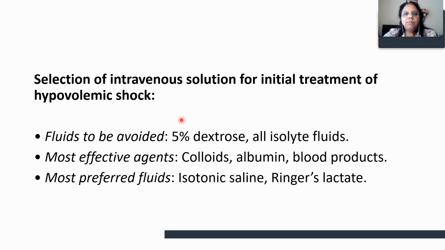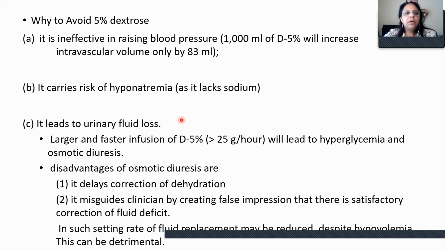Selection of intravenous fluids. Okay, why do we avoid 5% dextrose in shock status? It is ineffective in raising blood pressure, as I just told you. It carries the risk of hyponatremia. Why? Because it doesn't have any sodium.